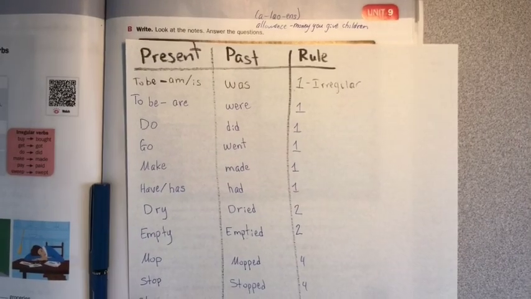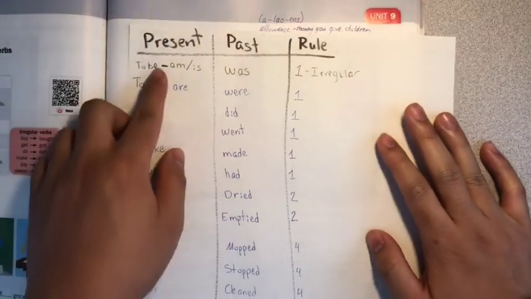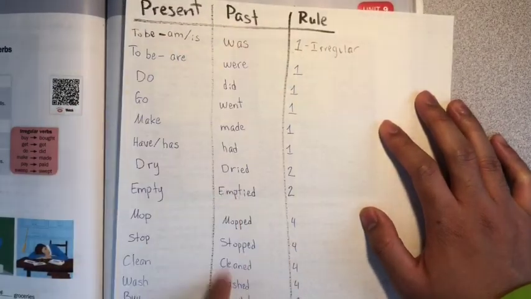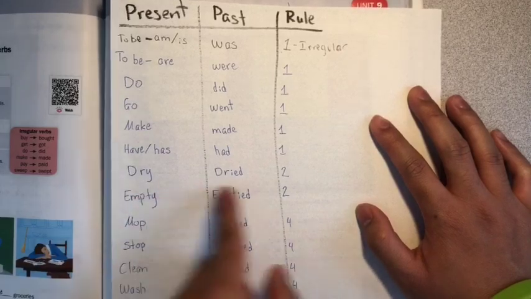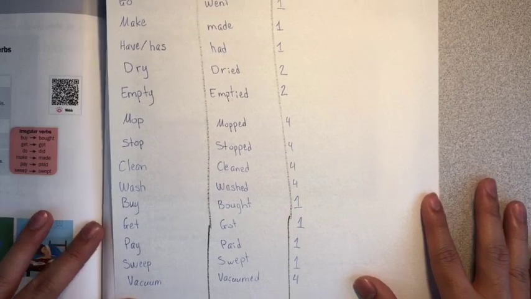Okay, that is the end of lesson 14. So, make sure you copy all of the verbs here, the present tense and the past tense, and the rule for each verb here as well. So here's all of the verbs again. You can stop the video.